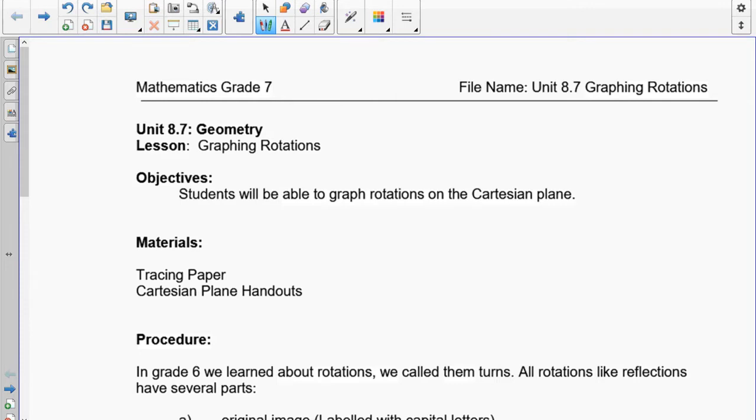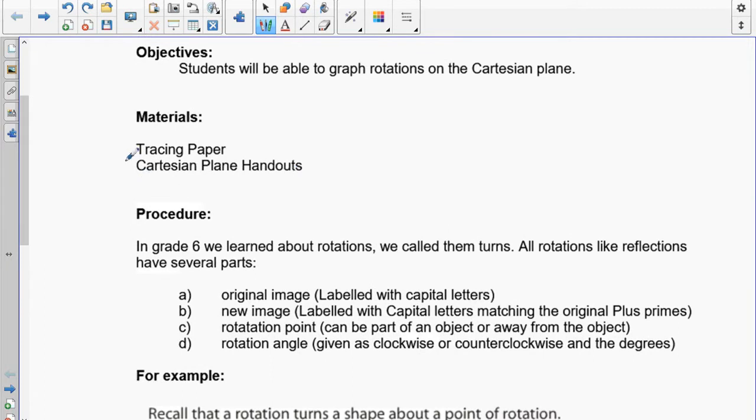Back, grade 7. And this is our last lesson of the year, and it's going to be on graphing rotations on the Cartesian plane. So this is the third of the types of transformations we're going to be doing. And to do this, you're going to need some tracing paper. Now remember, I told you that your tracing paper was to be stored on page 150 in your textbook. This means that whenever we need it, you know exactly where to go to get it.